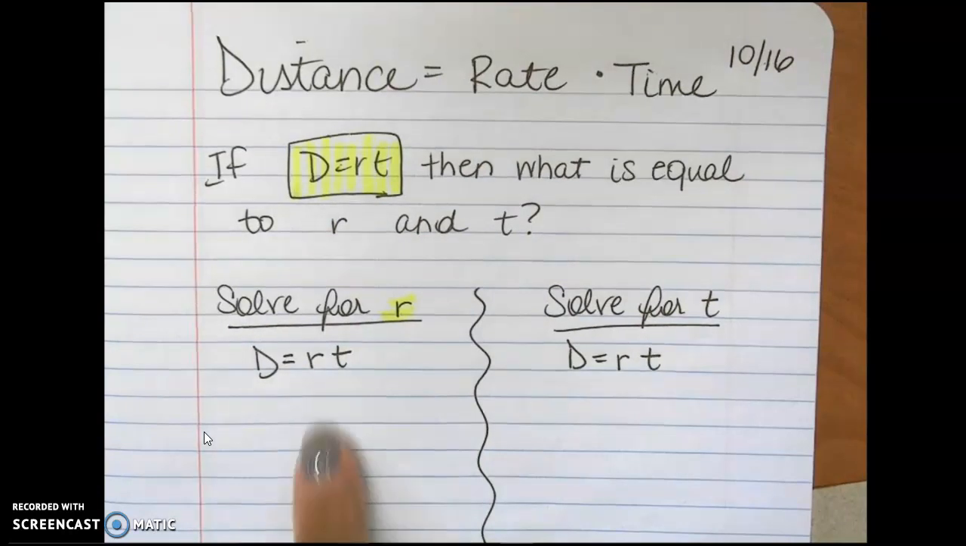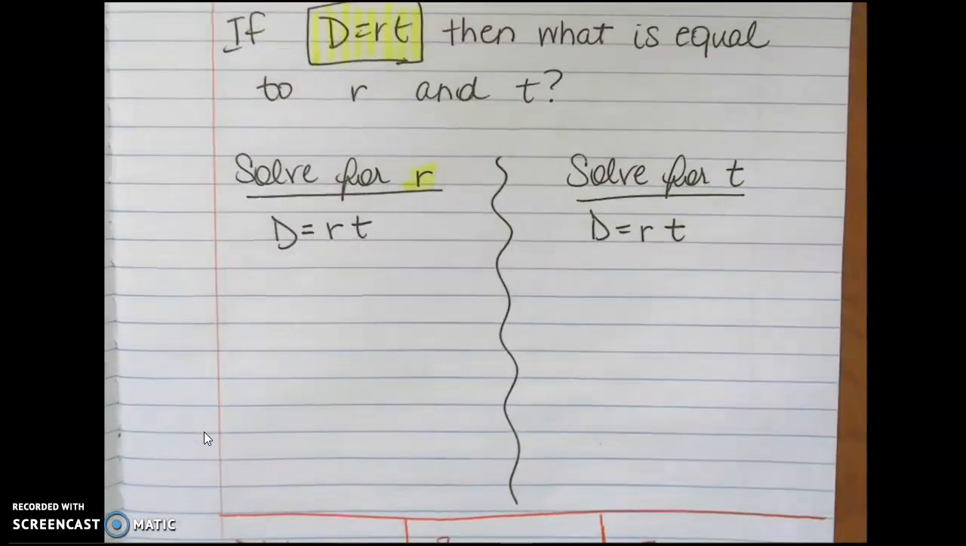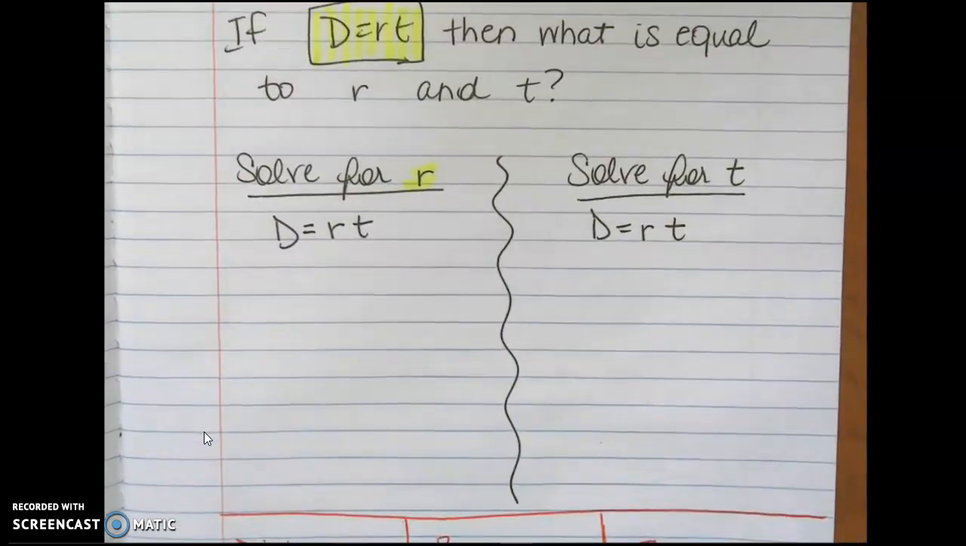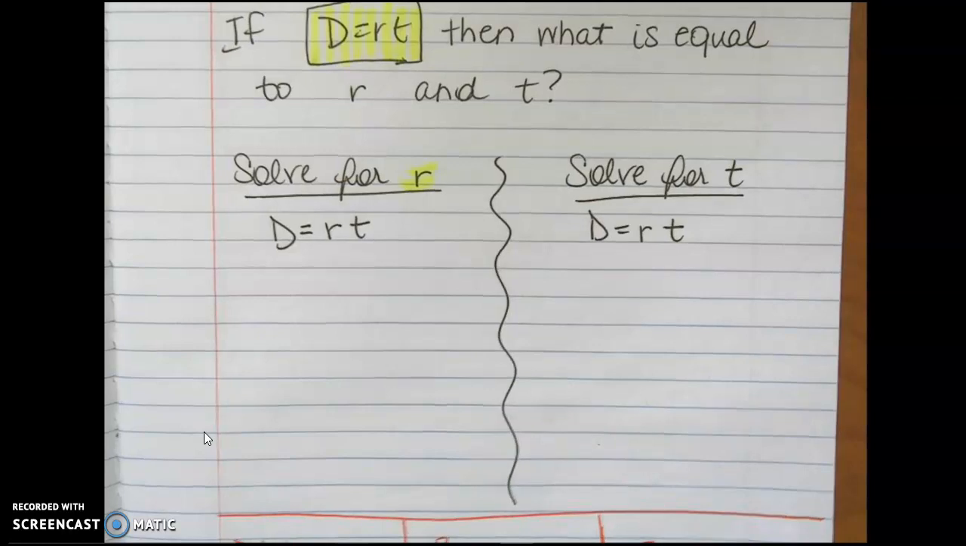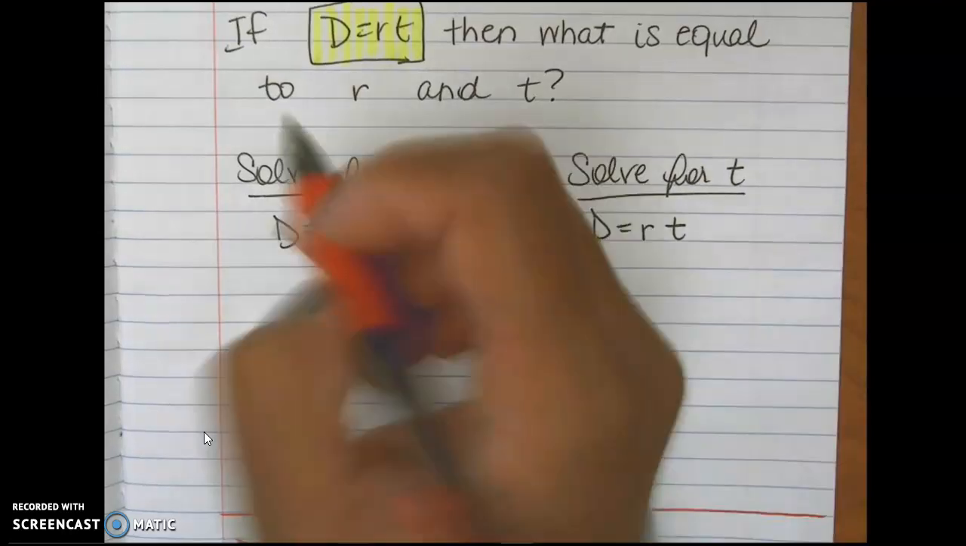How do I get rid of what's next to r? The opposite operation. How do I get rid of the t? What's happening to the r and the t? Multiplying. So what's the opposite of multiplying? Dividing. Divide by t on both sides.